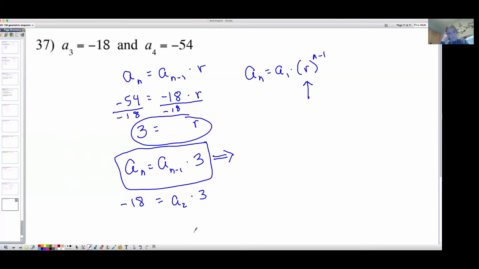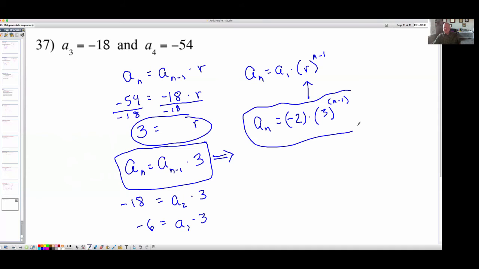Negative 6. Correct. And a sub 1? Negative 2. Right. And that's what I need to do this formula. So I'm going to write a sub n is equal to negative, is it a negative? Yeah, negative 2 times, and the r value here is 3, and we'll raise that to the n minus 1. Okay? This is explicit. This is recursive.